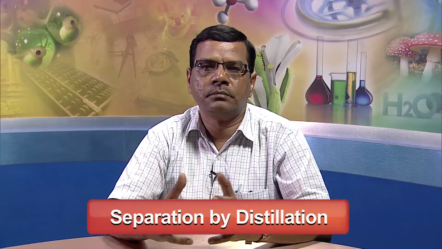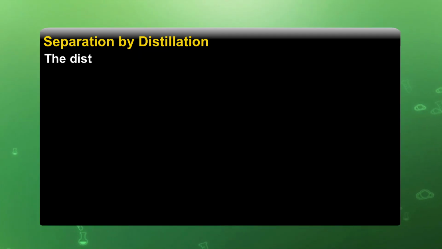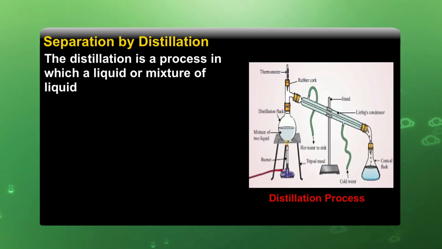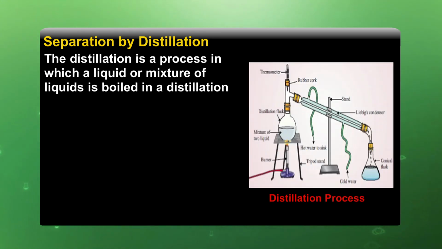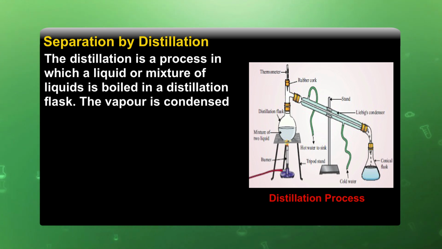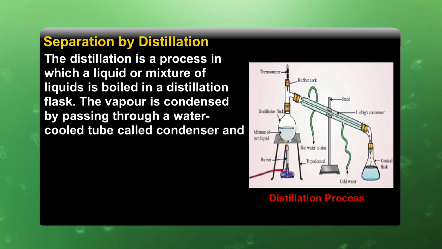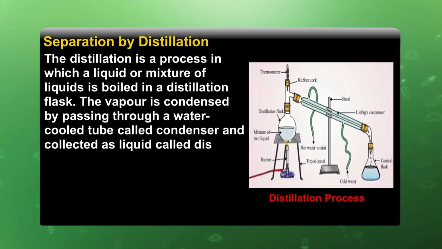Separation by distillation. This is the most advanced and technical method we generally use to separate two components, and this method is known as distillation. Distillation is a process in which a liquid or mixture of liquids is boiled in a distillation flask. The vapor is condensed by passing through a water-cooled tube called a condenser and collected as a liquid called distillate.